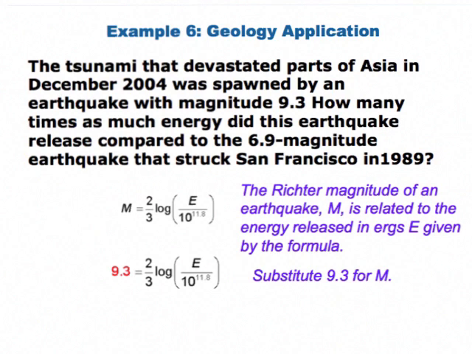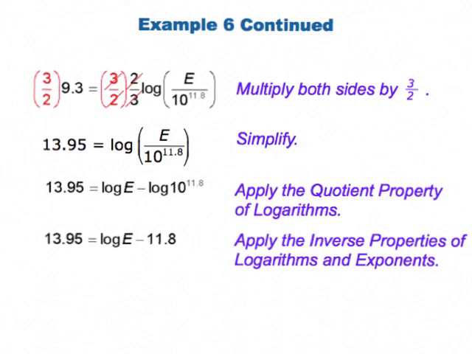Okay, so here's the problem here. The first thing I wanted to do is multiply both sides by the reciprocal, 3/2. So there it is. That divides this stuff off right here. And I'm left with log of E over 10 raised to the 11.8. All right, now, I have division here, so I'm going to expand this log. So I have the log of E divided by the log of 10 raised to the 11.8.